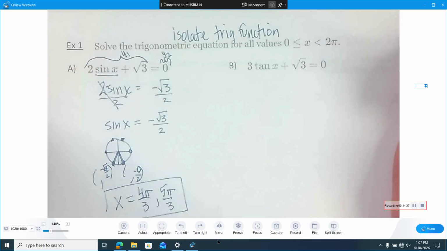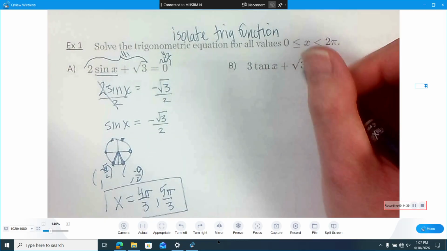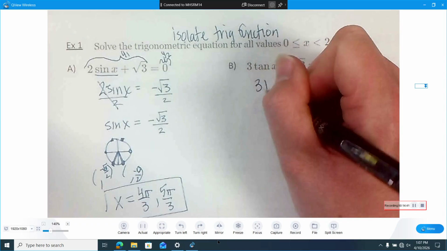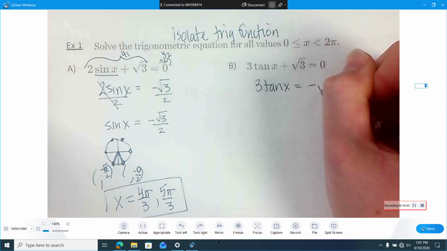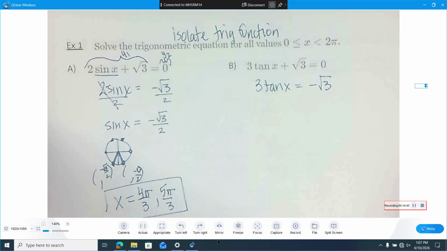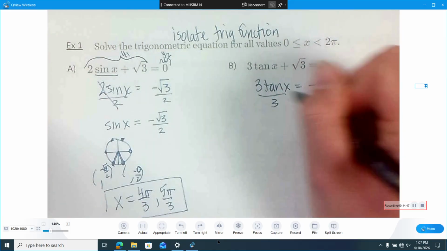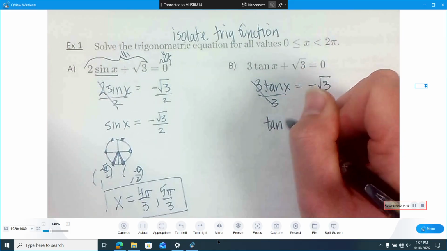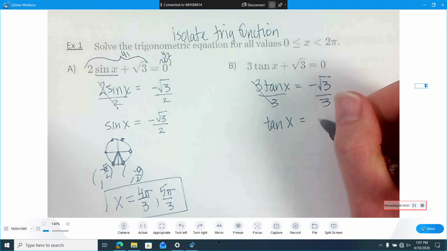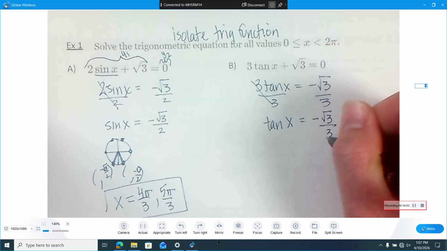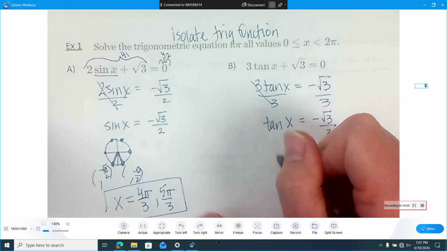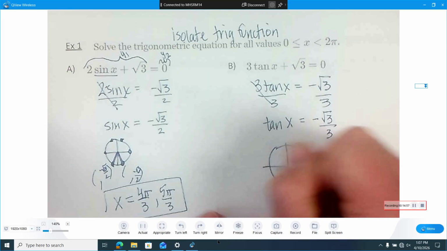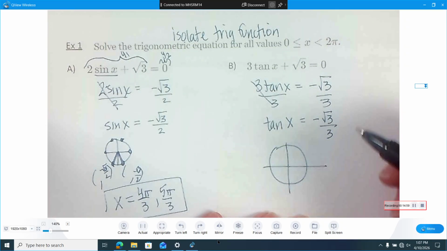What should we do first? Minus the radical 3, so we get 3 tangent of x equals negative radical 3. Divide by 3, divide by 3, so we get tangent of x. So tangent of some angle equals negative radical 3 over 3. So again, I'm going to go back to my little unit circle.